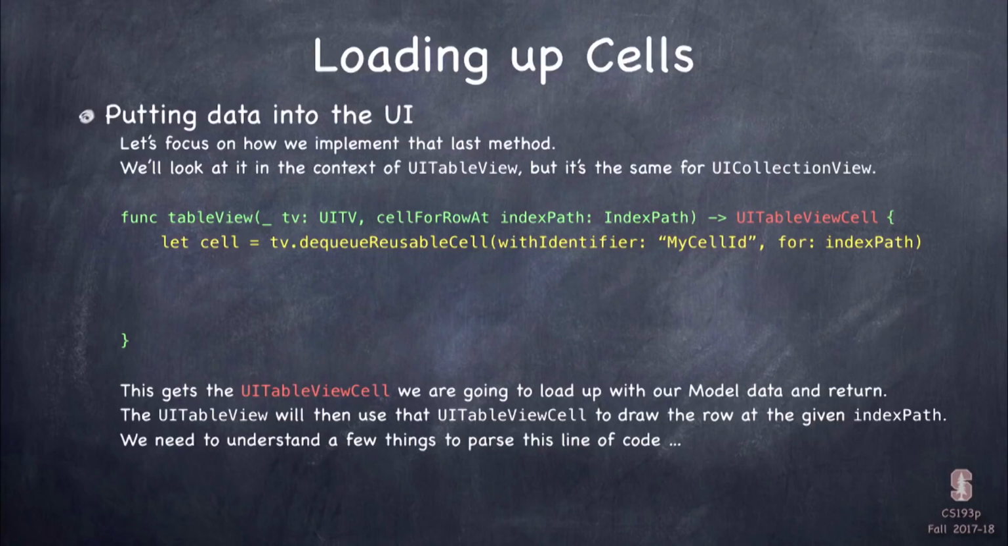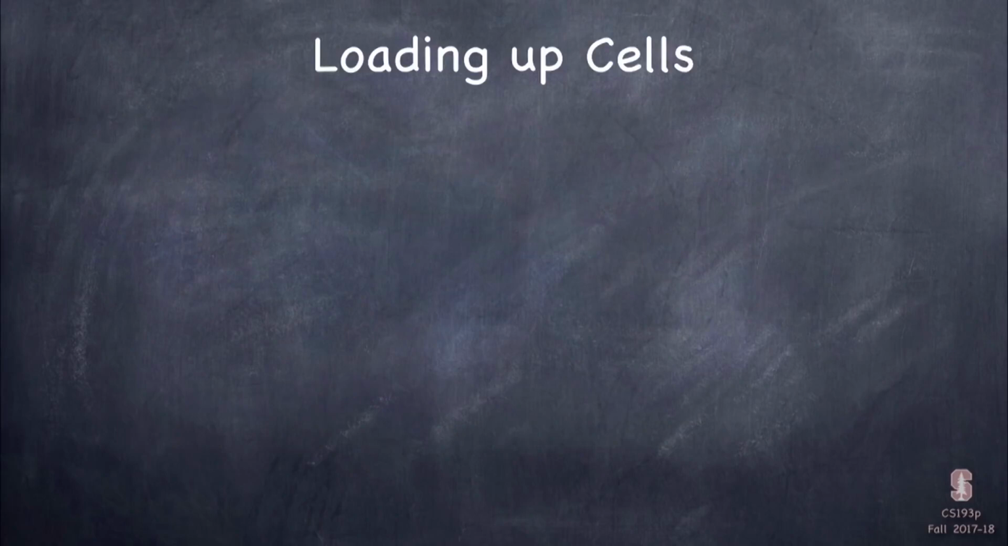But there's a little bit of complexity here because of this first line of code. This is always going to be pretty much the first line of code in your cell for row at method, which is dequeue reusable cell with identifier for index path. Now, what the heck does all that mean? Dequeue reusable cell with identifier. So let's break down that line and understand what's going on there.